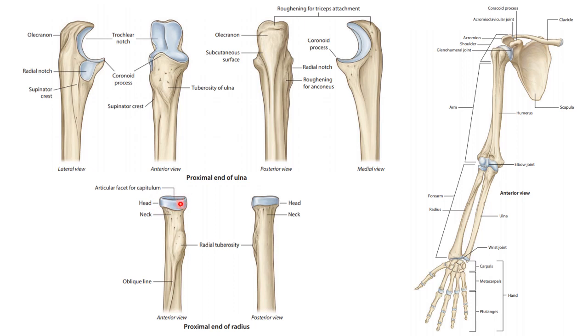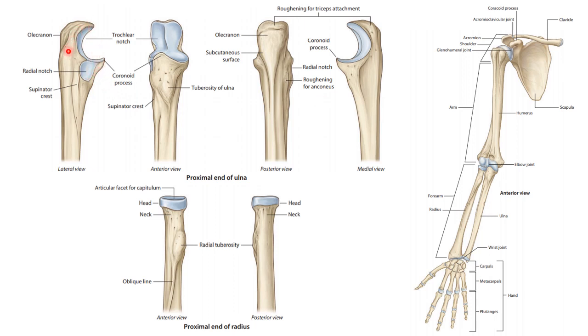The head of the radius has a concavity at the superior aspect for articulation with the capitulum of the humerus, while the surrounding border of the head is also an articular surface with the lateral articular notch at the proximal end of the ulna, and we will see it later on. The ulna is more expanded than the radius, as you can see here.